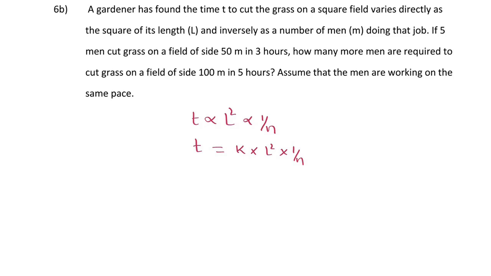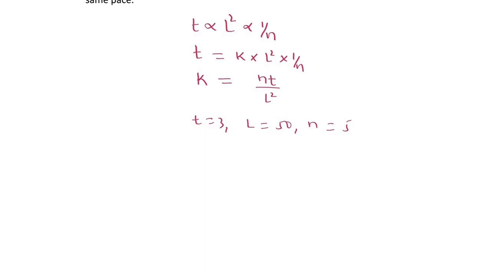Okay, so next let us make K the subject. Then our equation is going to be K equals NT over L squared. Okay, so for this one, we are going to take T equals 3, L is 50, and N is 5 as given in our question in order to find the value of K. Then our expression is going to be K equals 5 times 3 over 50 squared, which equals 3 over 500.